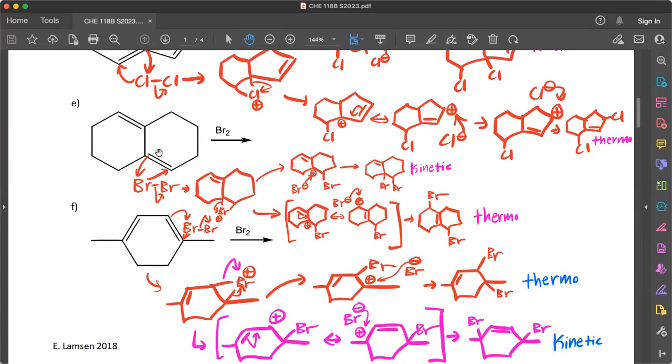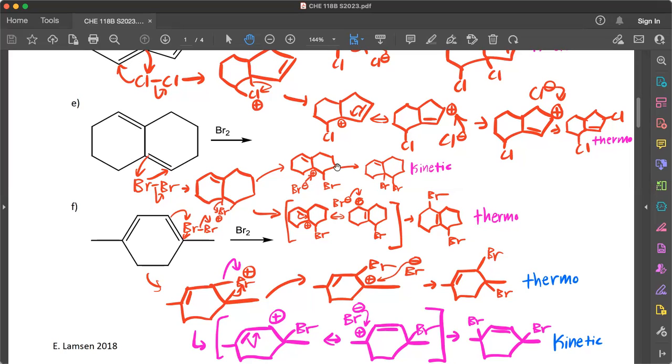And then for the next one, since these two double bonds are equally substituted, they're both tri-substituted, either one could have attacked the Br2 and we would have this intermediate. Now we want to form the most stable carbocation. It could be a tertiary allylic carbocation or a secondary carbocation. Since we want to form the tertiary allylic carbocation, we're going to kick up the bromonium ion on the other side.